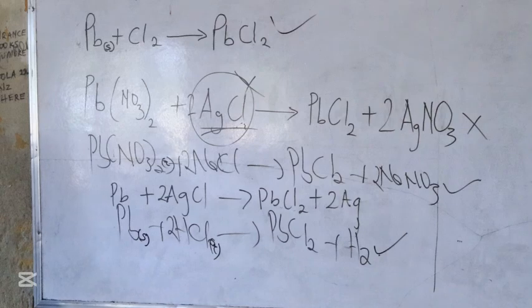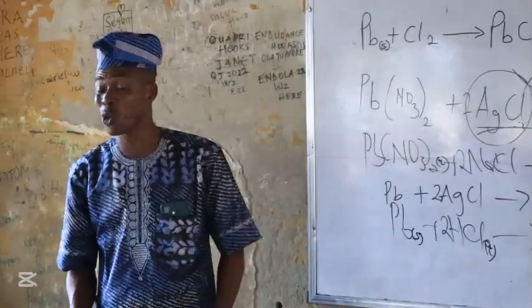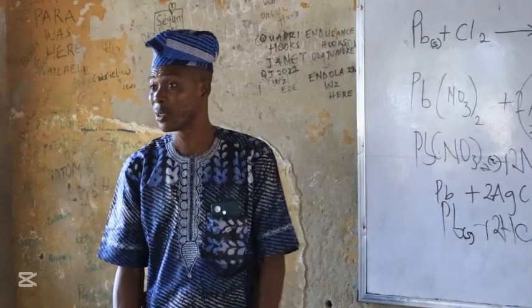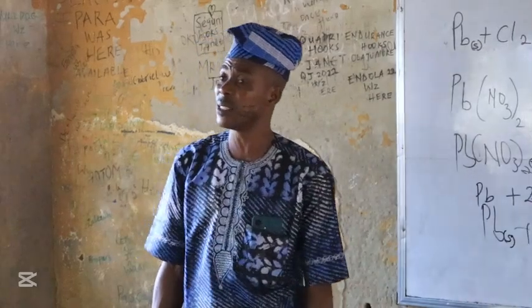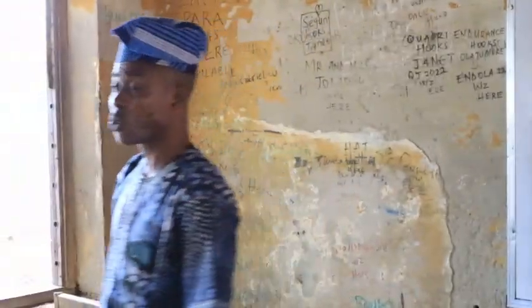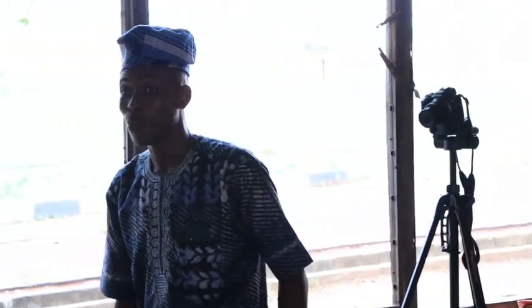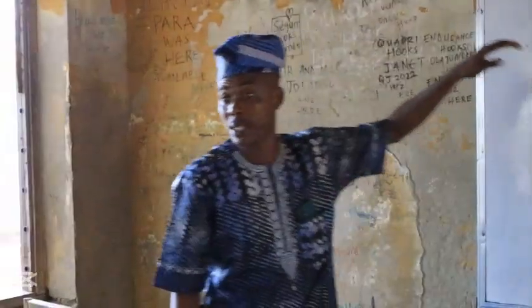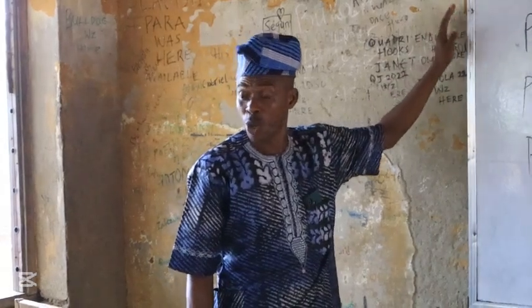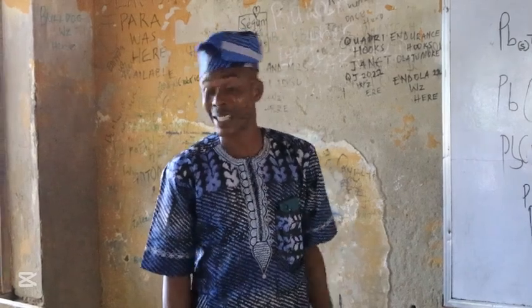Will pressure affect the rate of production of any of this? Will an increase in pressure affect the rate of production of lead 2 chloride in any of the reactions? Why? Because none of them is in gaseous state. For pressure to affect the rate of production of a product, one of the reactants must be in gaseous state. If you look at these reactions, none of the reactants is in gaseous state. Is that okay? This is now an application question.